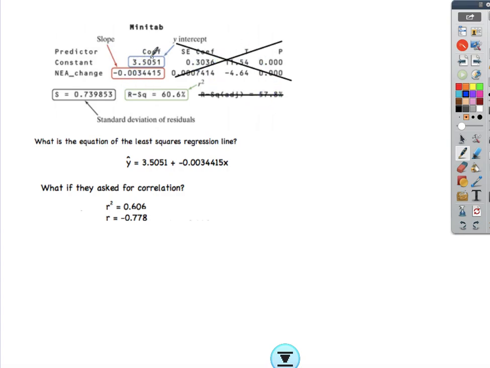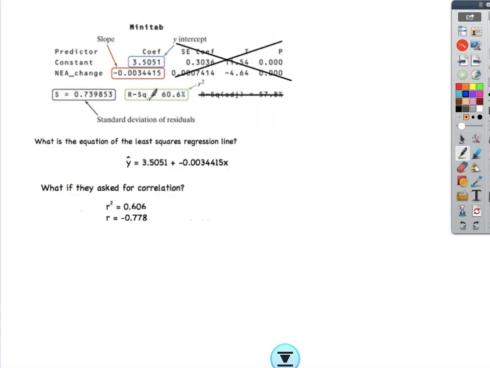The top number underneath coefficient is the y-intercept. The number below that is always the slope. Always. Same structure no matter what. Here's S, which we'll talk about in a moment. That's the standard deviation of the residuals. And then here's R squared. I'll also go over that.